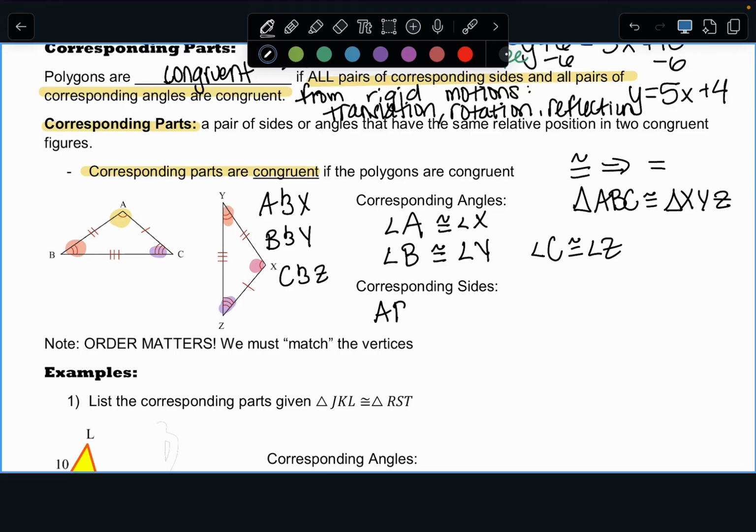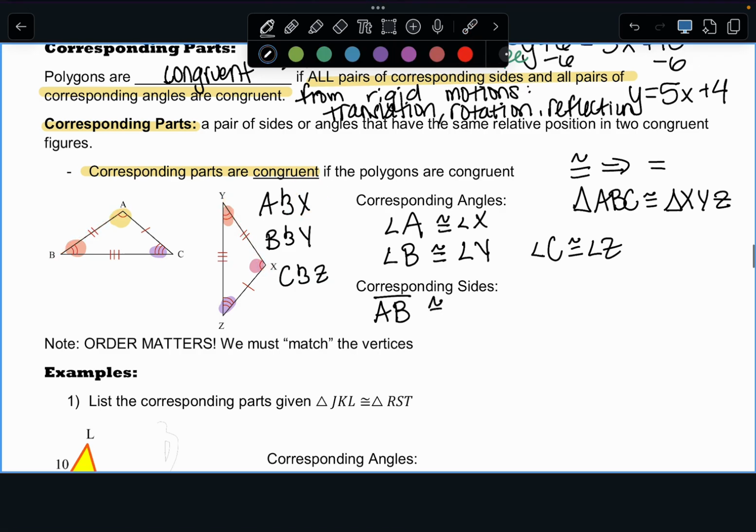Let's look at side AB. I can look at the picture. AB has 2 hash marks. What other side on the other figure has 2 hash marks? XY. Okay. So I know that these two go together. The question is what order? If I listed AB first, what letter should come first? X or Y? X. Because X goes with A.